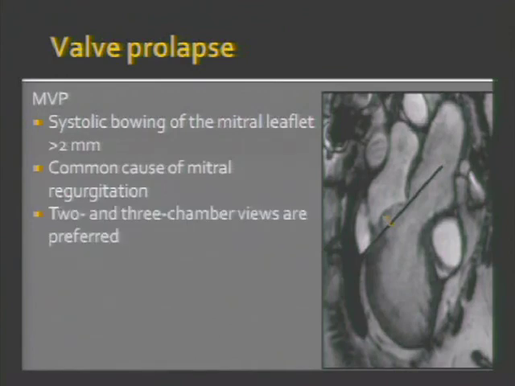Another important pearl is this: do not call mitral valve prolapse based on 4-chamber imaging alone. That's because of the shape of the mitral annulus I was talking about. You can totally be overestimating and overcalling this entity. You want to always make sure that you look at a 3-chamber view preferably and correlate it with a 2-chamber view.